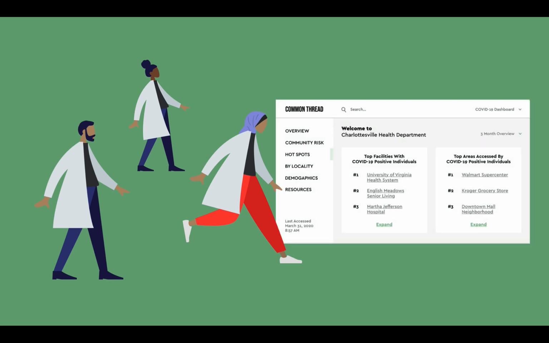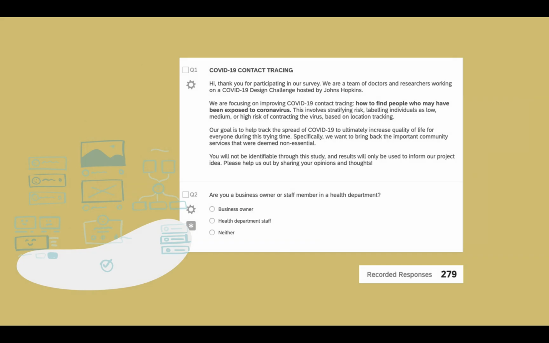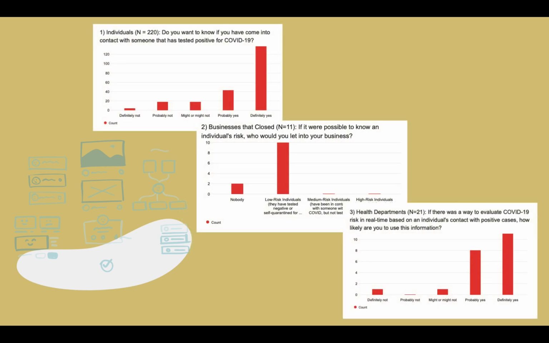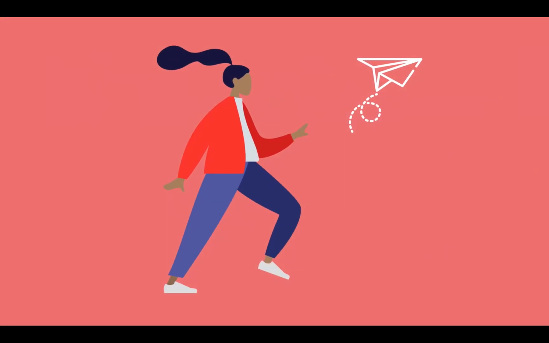We deployed a market research survey and found from over 250 responses, individuals do want to know their own risk of contracting and transmitting COVID-19, and business owners do want to reopen their businesses if there was a way to determine risk status of their patrons. To add immediate value, we propose adding at a minimum new questions to current screening tools. Next, we will identify an interested city to pilot a minimal viable product version of CommonThread.